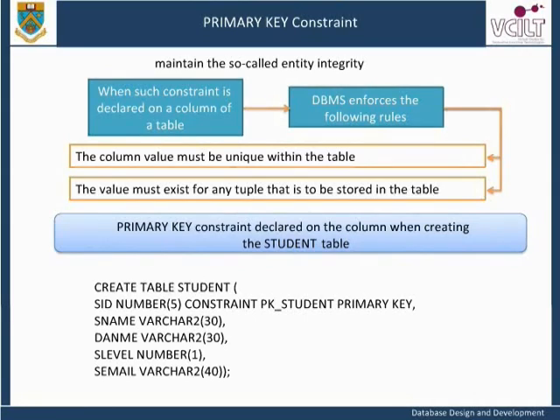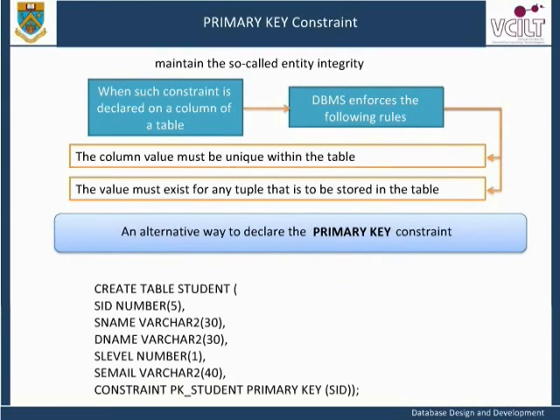A usual convention for defining a primary key constraint's name is PK_table name. There is an alternative way to declare the primary key constraint, as shown. Note that a table can have at most one primary key constraint, and it is actually optional. A table does not have to have a primary key constraint. However, it is rare that a table be created without such a constraint, because tables usually do have a primary key.